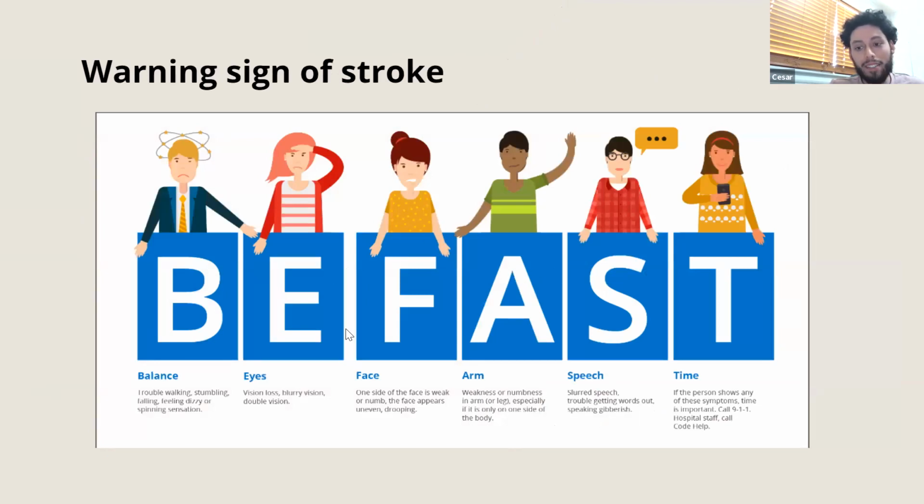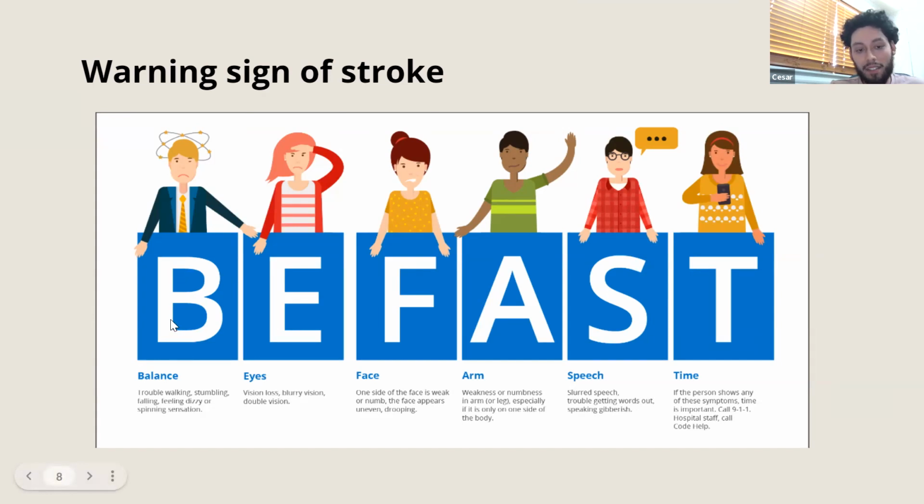So this is probably the most important part of the presentation. Warning signs of a stroke. It's important to be familiar with this acronym, which is essentially an acronym to recognize signs and symptoms of a stroke. This can help a patient get treatment in a timely manner. As I'll explain later in the presentation, it's important that patients who experience a stroke get treatment as early as possible.